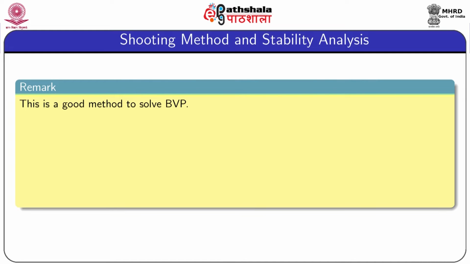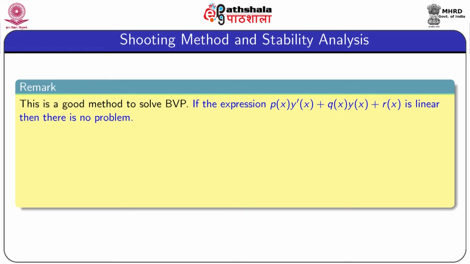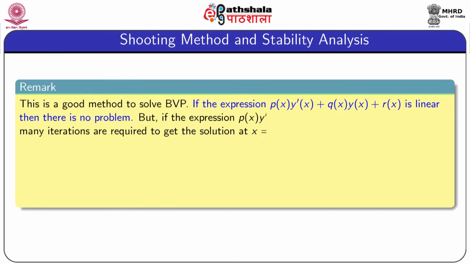The shooting method is a very good method to solve boundary value problems because it is free from the generation of a system of linear equations. If the expression p(x) times the first derivative of y at x plus q(x) times y(x) plus r(x) is linear, then there is no problem. That means the problem is very simple. But if the same expression is non-linear, then a lot of iterations are required to get the solution at x equal to b. x equal to b means the right bound of the problem.